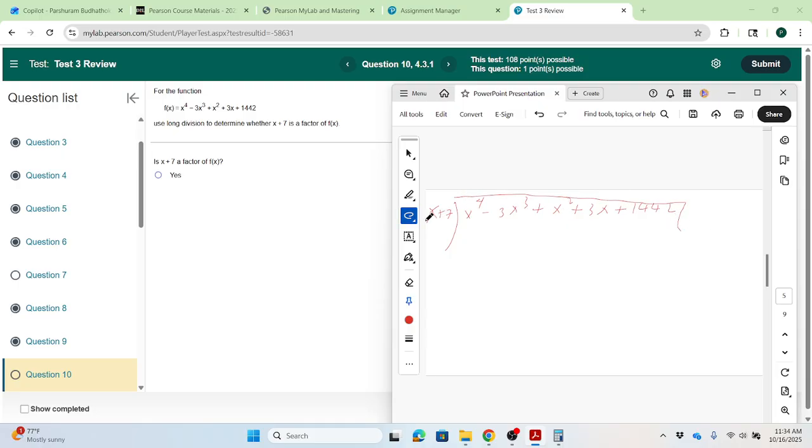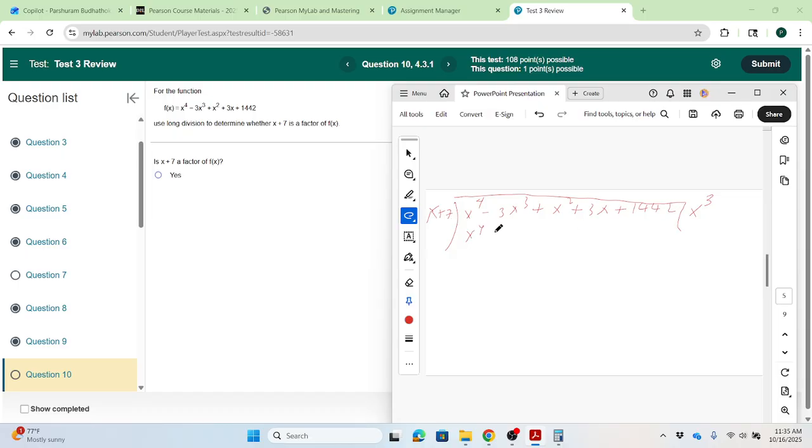Okay, because the highest degree is 4 and the highest degree of the divisor is 1 here, I'm going to divide by x cubed, because if you divide x to the 4th by x, that is the value you get. So now you multiply this by x cubed. So x times x cubed is x to the power 4.